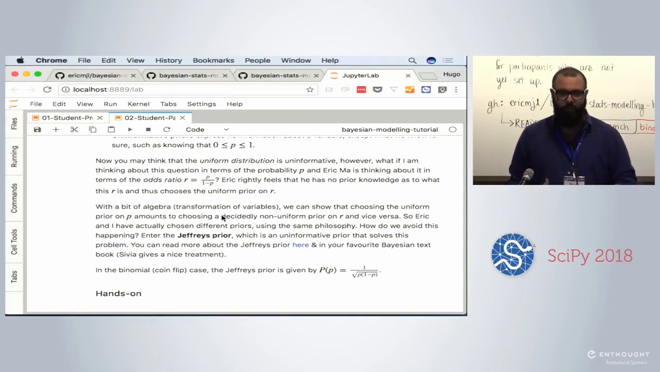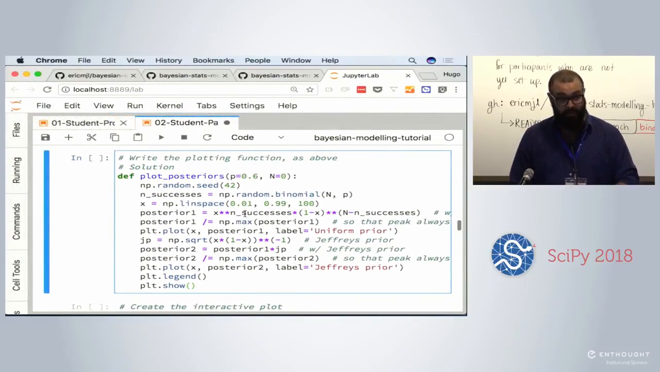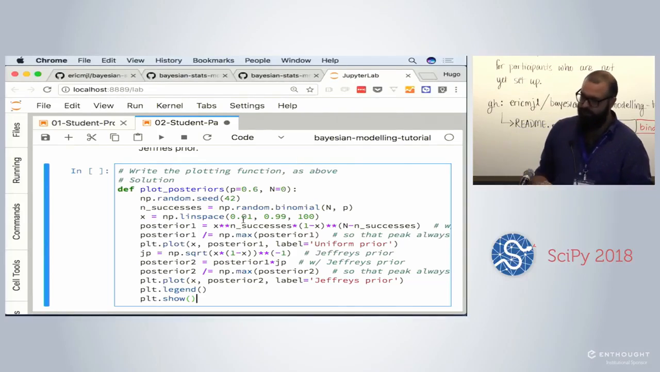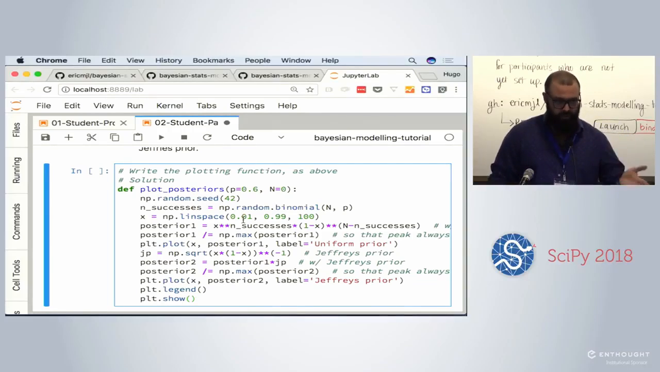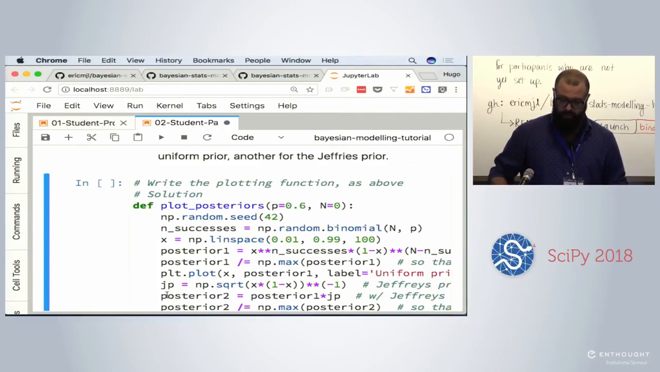One way around this is using a prior called the Jeffreys prior, which I'm not going to necessarily talk about, but it's an uninformative prior that actually solves this problem. The way you get to it is using, essentially, I think it's Fisher information, which is a way of actually quantifying the informativeness. I've used the terms informative, weakly informative, uninformative, and Fisher information is one way of making this explicit quantitatively, which there is no point doing in a workshop such as this. In the binomial coin flip case, the Jeffreys prior is given by probability of p is equal to 1 over the square root of p times 1 minus p.